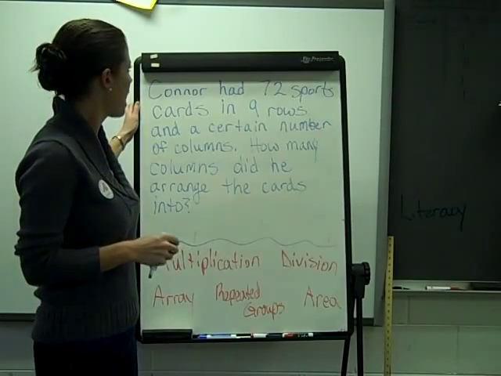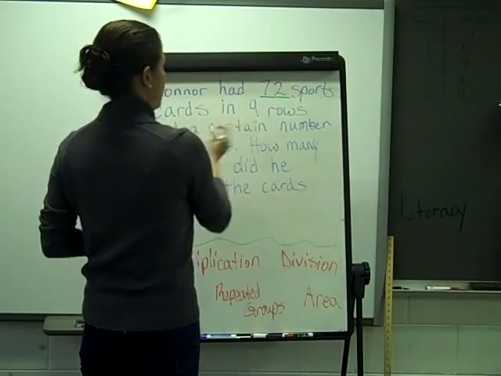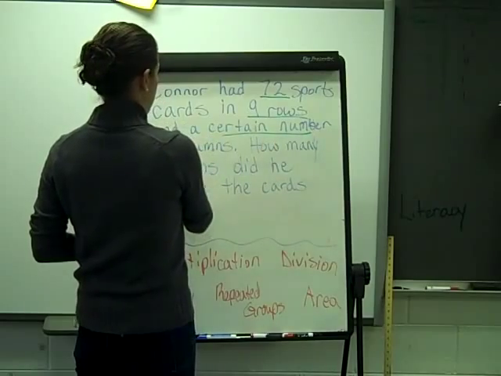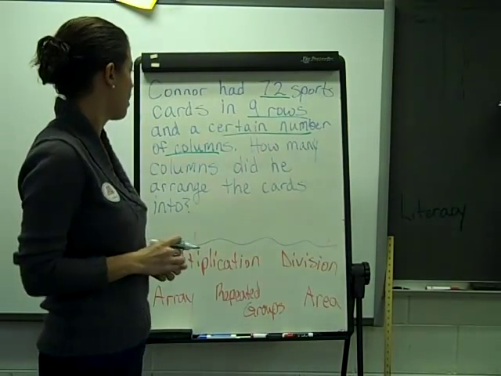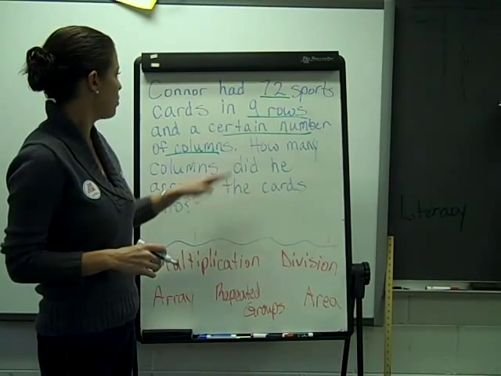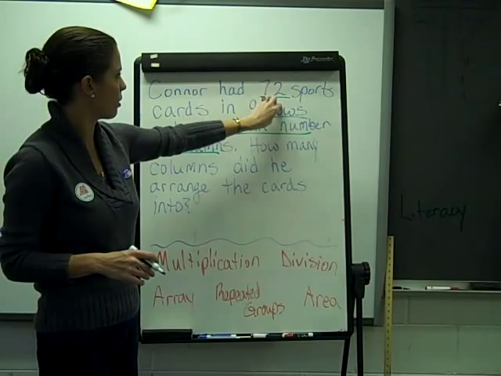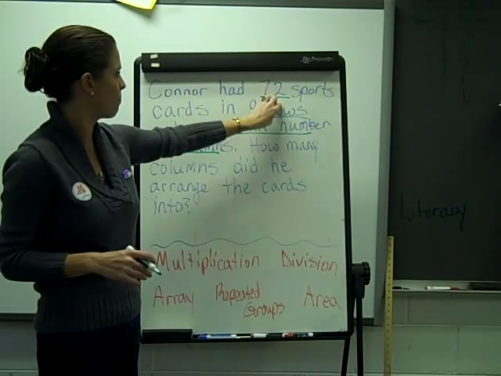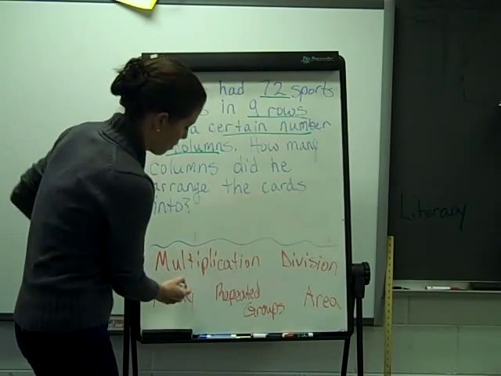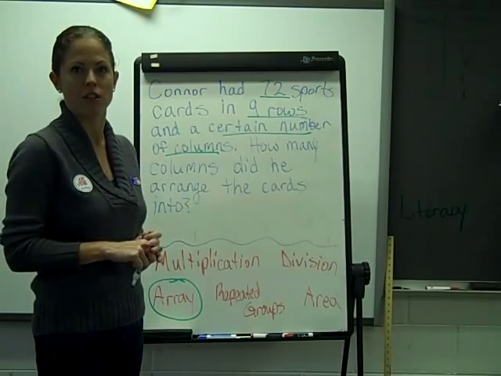Well, this story problem, Connor had 72 sports cards in 9 rows and a certain number of columns. How many columns did he arrange the cards into? So we do know we're looking for the columns. If we're starting with our main number, the larger one, 72, and it tells us rows and columns, we do know that that's going to be an array problem then, because rows and columns give us a clue that it's an array.